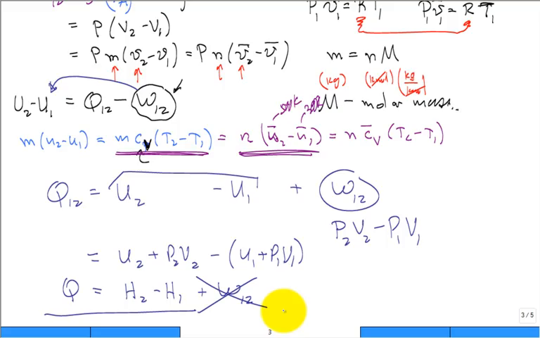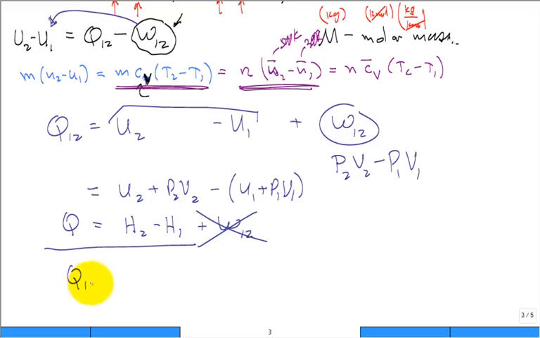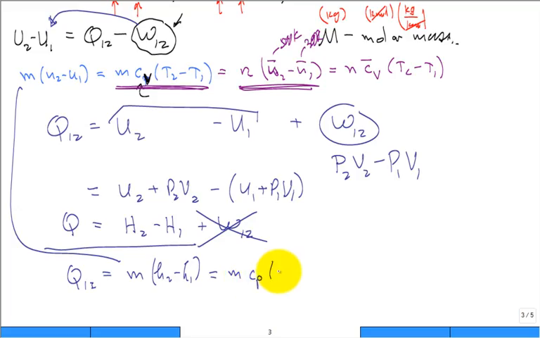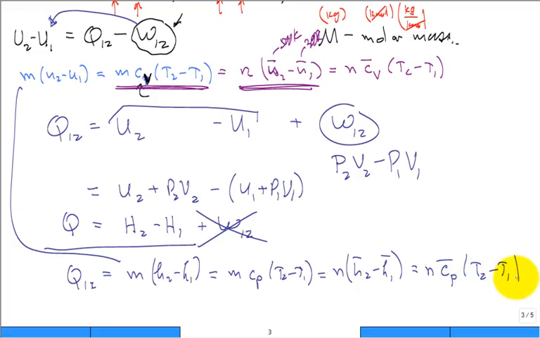See that? So somebody else could say, oh, that Q1 to 2 is equal to the mass times H2 minus H1. It's the same game. It's like this whole thing stretched out. Sure, you're right. How about the mass times C sub P, T2 minus T1? You're right. Is it equal to the number of moles times H bar 2 minus H bar 1? You're right. How about number of moles times the C sub P bar times T2 minus T1? You're right. I'm not trying to confuse you. I'm just showing you there's a lot of ways people can solve the problem correctly.